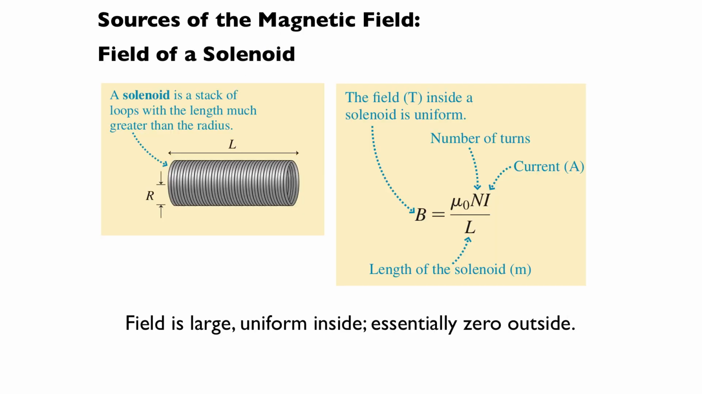One last source of magnetic field we'll look at is the solenoid. Now, a solenoid looks like a coil, except I've just got a lot of loops, but I stack them up so that they have some length. And that's kind of like a slinky.